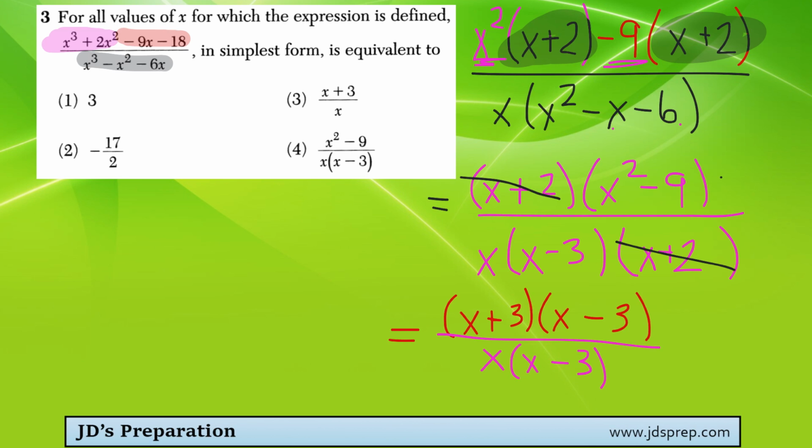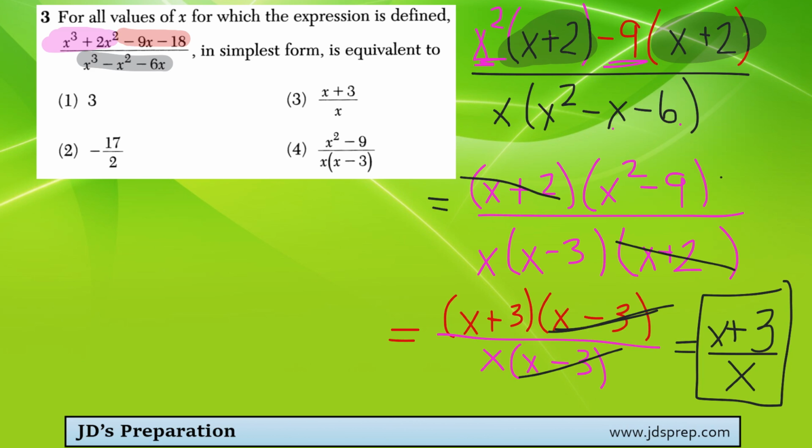So as I predicted here, we got some more things we can cancel out. X minus 3 and x minus 3 will be gone. And what we'll be left with is x plus 3 over x. And that's as far as we can go. We can see that matches option number 3.